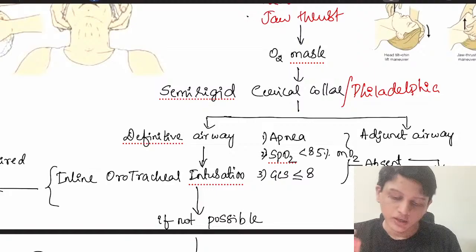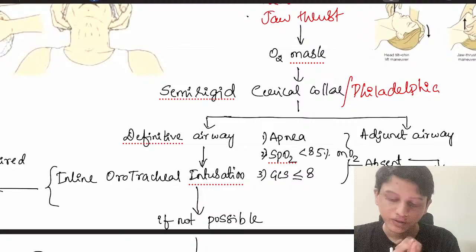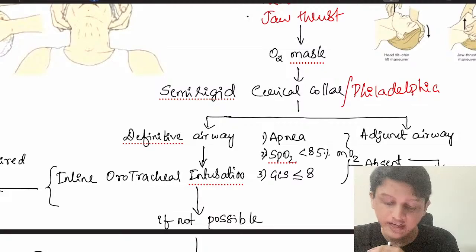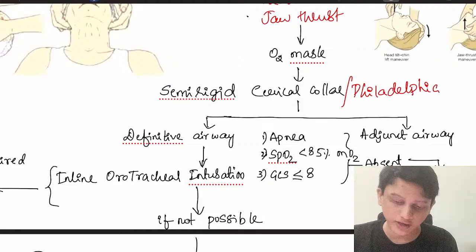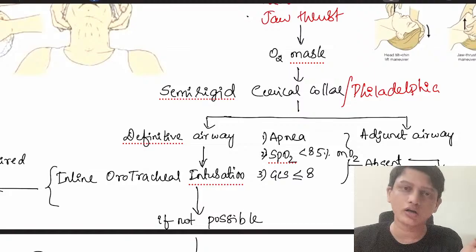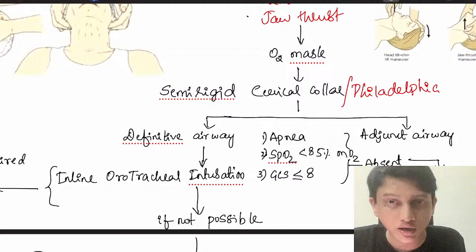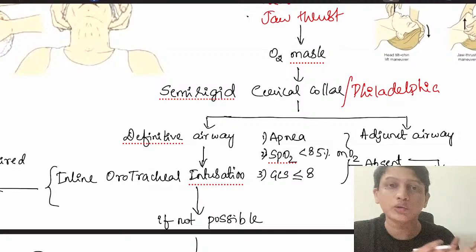So when can you do this? An adjunct airway is used when the patient is not having apnea, or when saturation is not less than 85%, or GCS is not less than 8. Then you have to do a definitive airway when the patient is having apnea, or saturation very low, or GCS, I'll tell you what GCS is later, is less than or equal to 8.